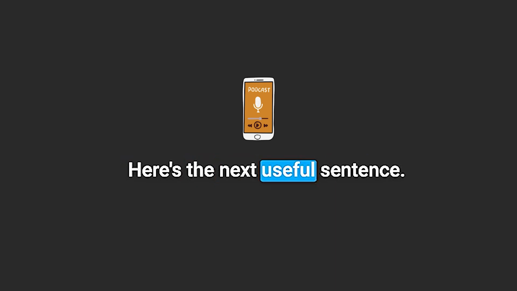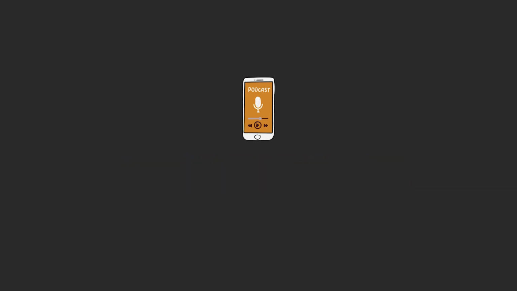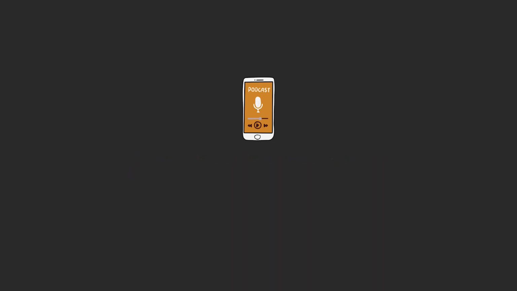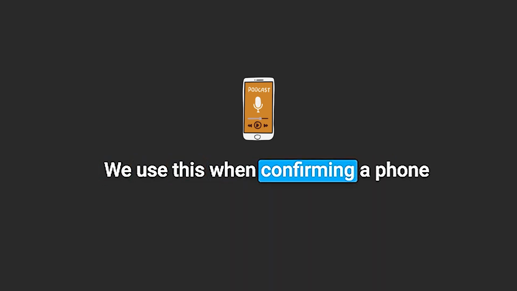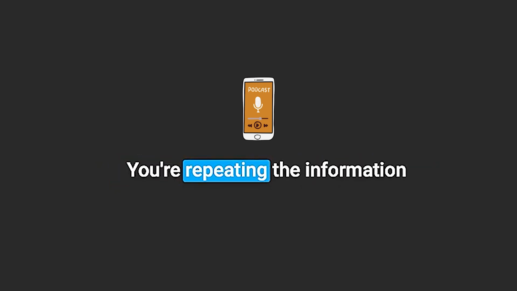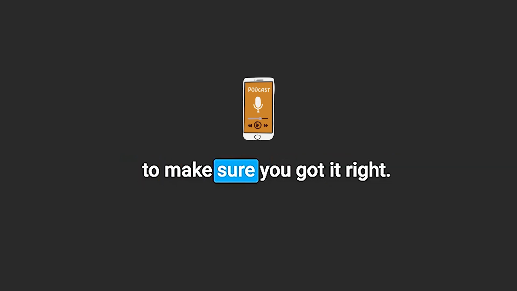Here is the next useful sentence. Let me read that back to you. We use this when confirming a phone number, address, date, or spelling. You're repeating the information to make sure you got it right.